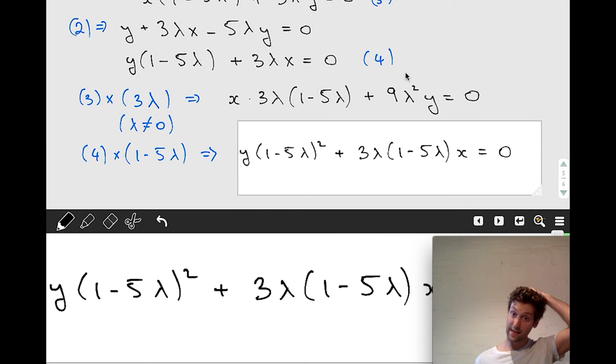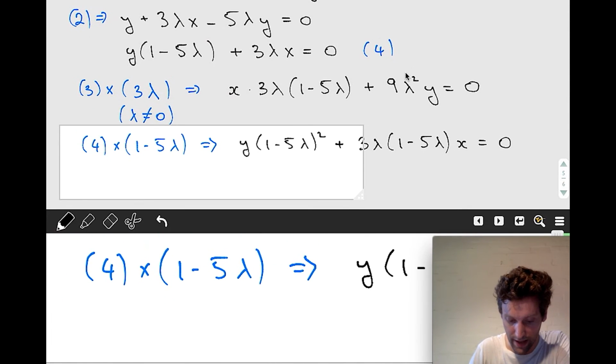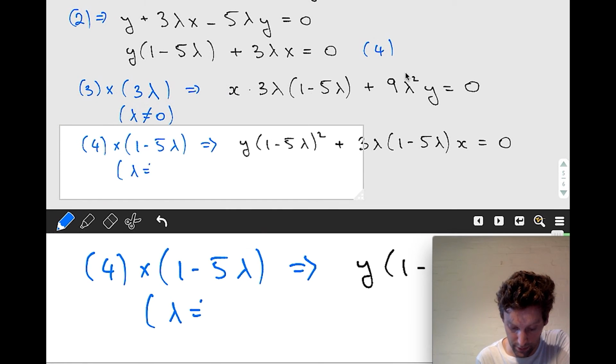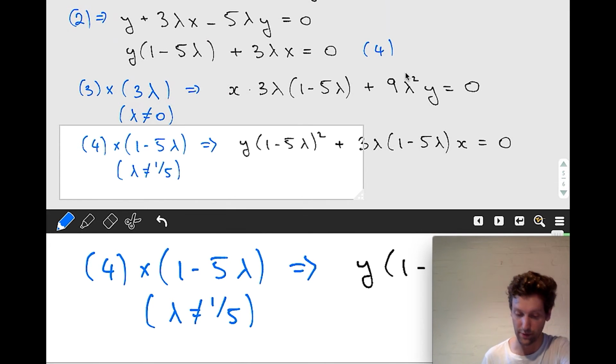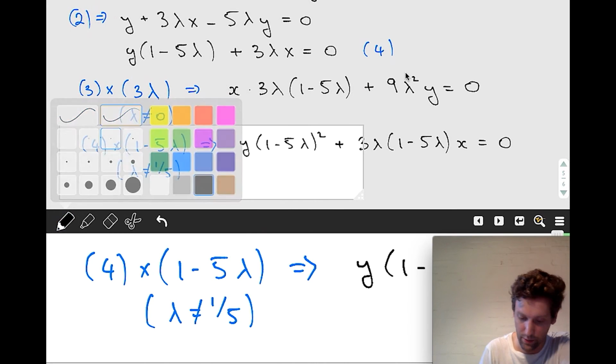And I need to ask again, am I possibly multiplying by something equal to 0 here? And that is a possibility here. It is possible that lambda is equal to 1/5. So I'm going to have to set aside that possibility. I'm going to set lambda not equal to 1/5, and I'm going to have to revisit that later and see if that changes things. But for the time being, let's stick with what I've got.